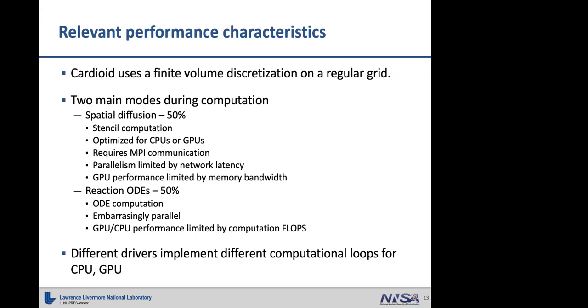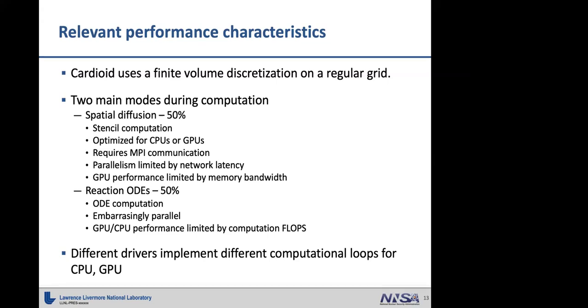But for actual cardiac simulations, we have to do quite a bit of work to take a patient MRI and reduce it down to a regular grid and note which voxels belong to the bath, which voxels belong to the heart. There are 2 main modes that are used during computation. You have some spatial diffusion that takes about 50% of the time step. This is a 19-point stencil.